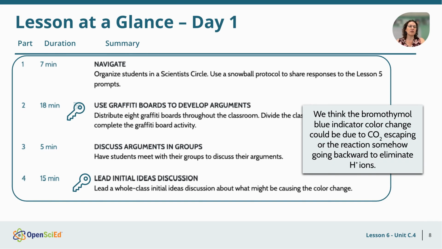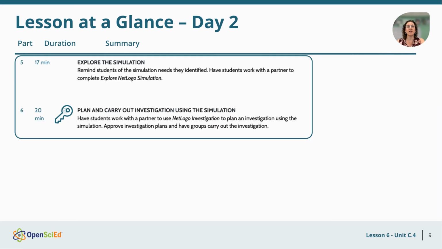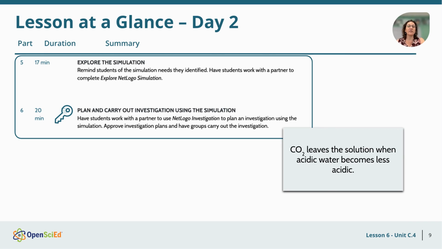When scientists and engineers want to explore the mechanisms, interactions, and outcomes in a system at a small scale, they sometimes develop a computer simulation of that system. We wonder if there's a simulation that could help us confirm or refute our ideas about carbon dioxide escaping a reaction and changing the color of BTB indicator. In the second loop, we'll plan and carry out an investigation with a NetLogo simulation. We figure out that carbon dioxide leaves the solution when the acidic water becomes less acidic.